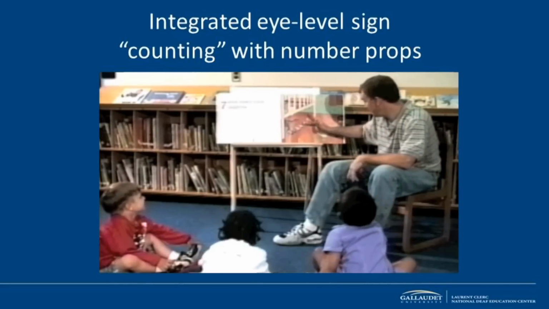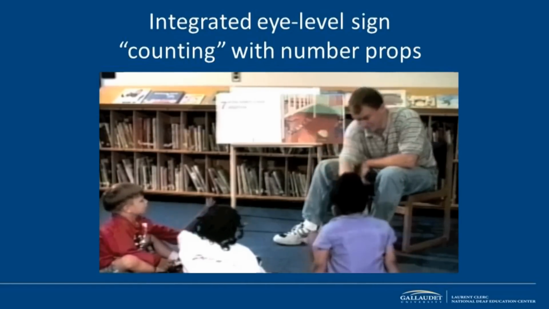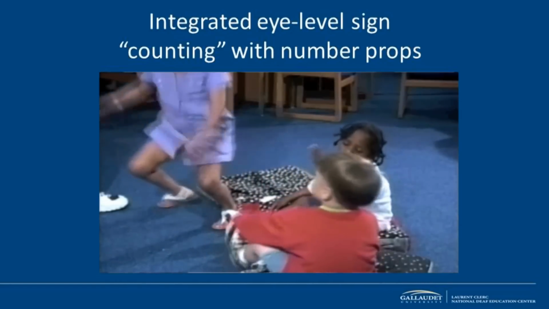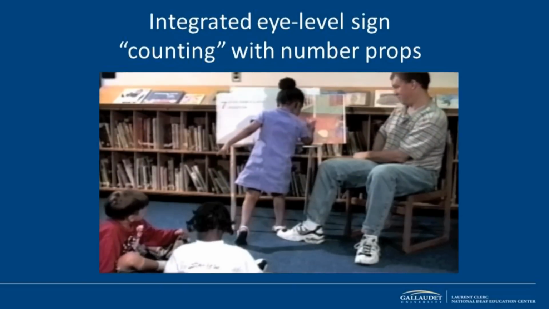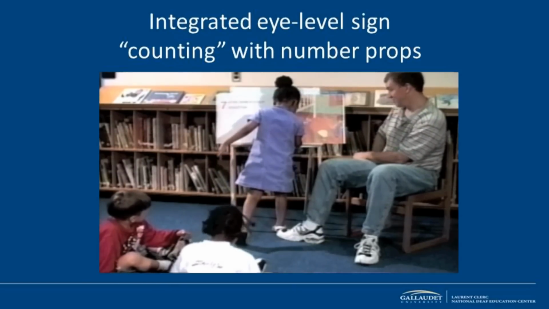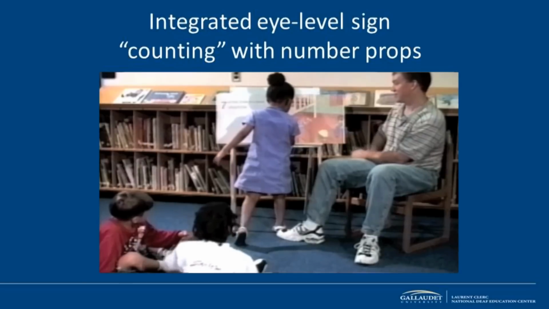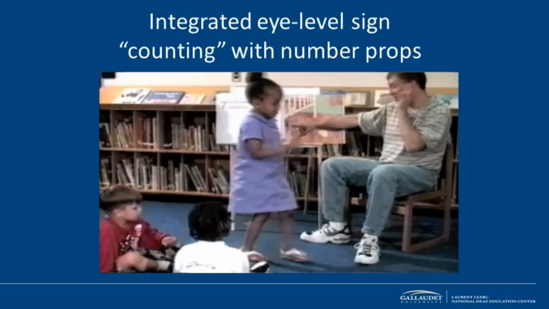1, 2, 3, 4, 5, 6, 7. One, two, 3, 4, 5, 6, 7, 8. 7 and 8. So the student is telling the teacher that there are actually 8 shoes, which is evidence that she understands the lesson that she's learning.